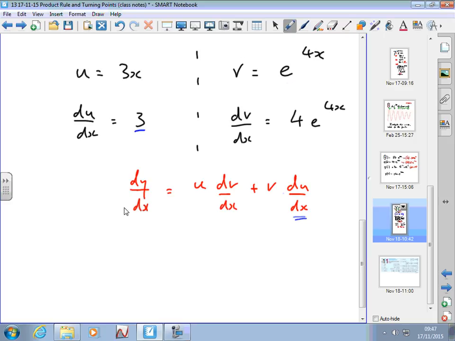So dy dx equals u, 3x, times dv dx, which is 4e to the 4x, plus v, which is e to the 4x, times du dx, which is 3.